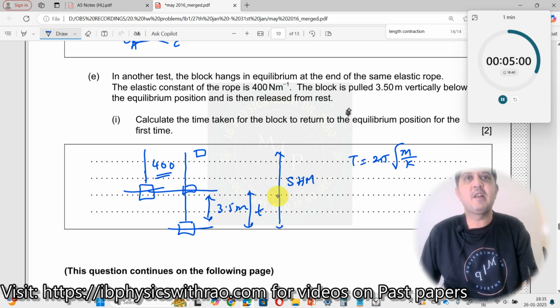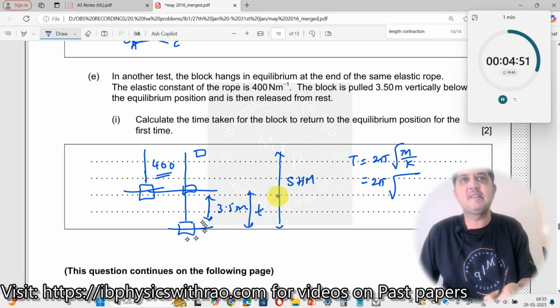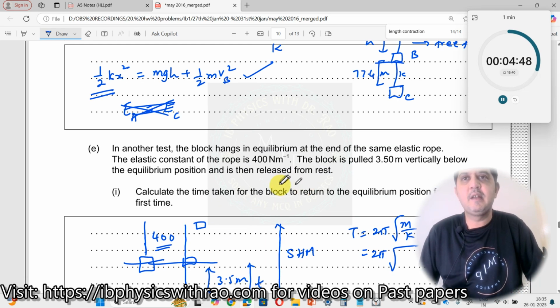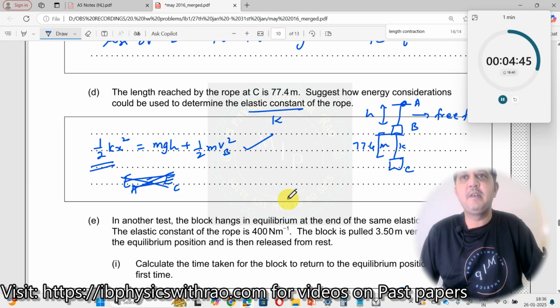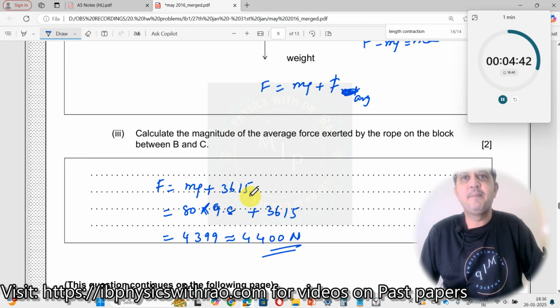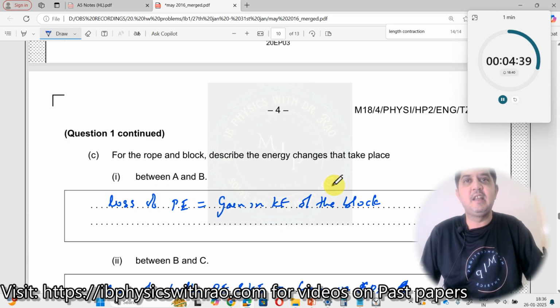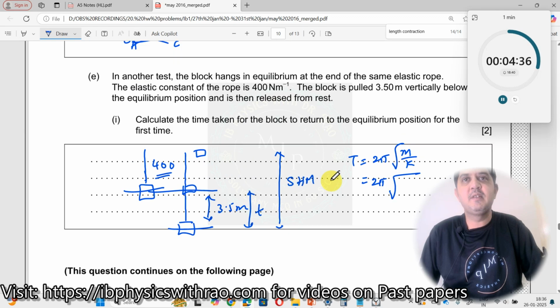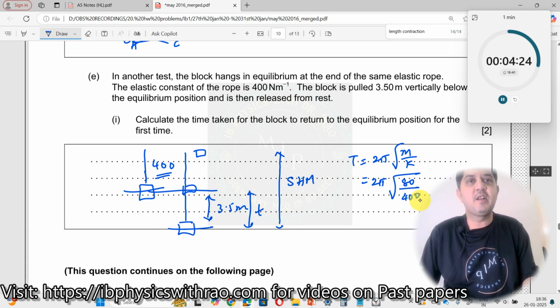Okay. Now, what all is given to us? Is T given to you? No, T is not given to you. You need to find this out. This is 2 pi into square root of m by k. Is the mass of the block given? The elastic constant is given. I need the value of m. M was given to be 80 kg. That's already given. Are we using the same block? Yes, the block hangs in equilibrium by the end of the same elastic rope, so this is the same mass. 80 divided by k, which is 400. 8 ones are 8, 5s are 5. This should be equal to 2 pi by root 5 seconds. This is the time period.